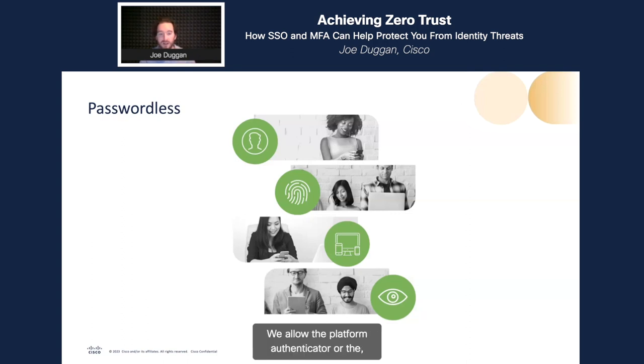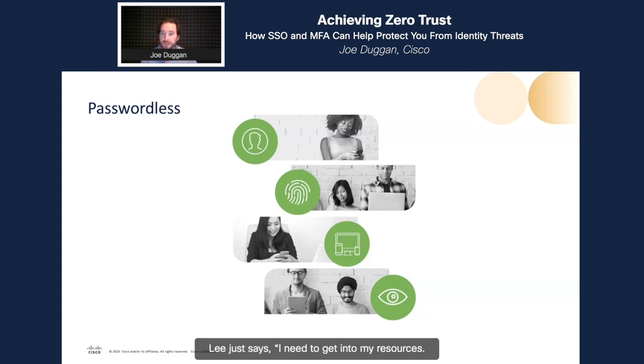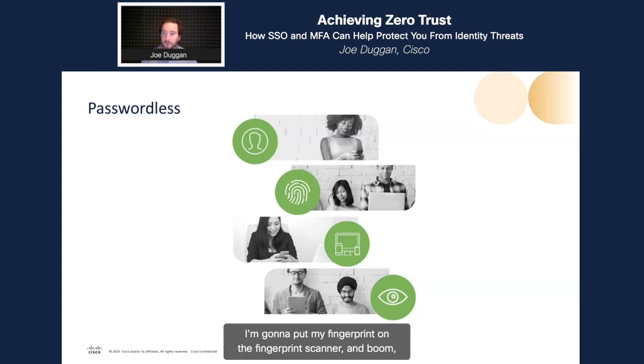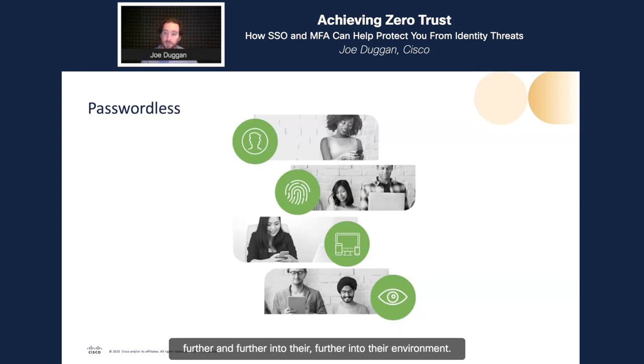We allow the platform authenticator or the roaming authenticator to do that for you, to verify the source domain for the authentication request. And so Lee doesn't have to think about that at all. Lee just says, I need to get into my resources. I'm going to put my fingerprint on the fingerprint scanner and boom, I'm in. So we want to support that, and we want to support customers as they're trying to integrate this further and further into their environment.